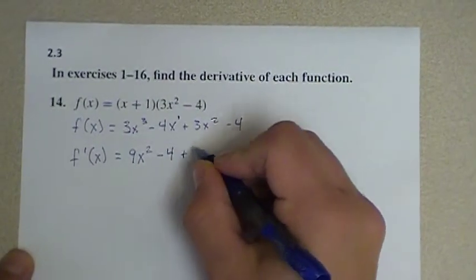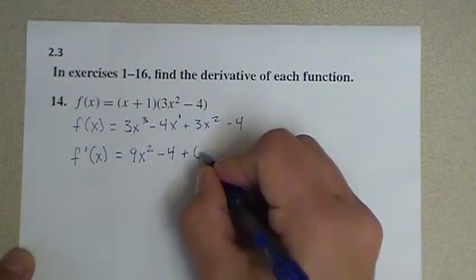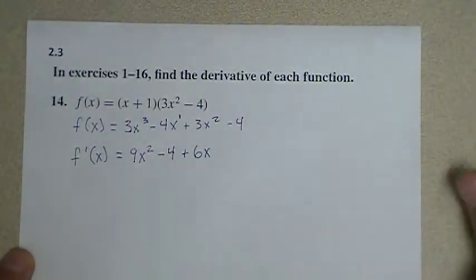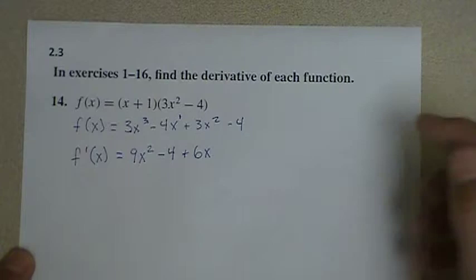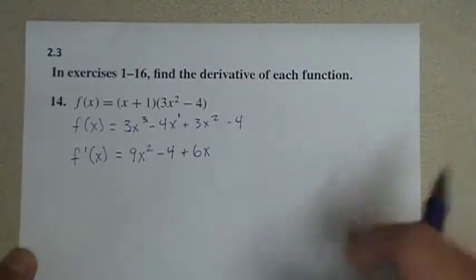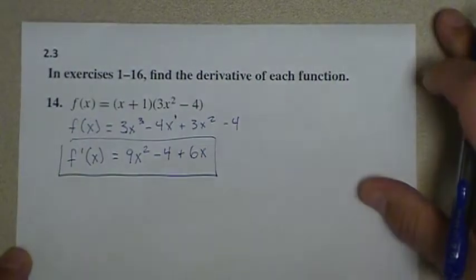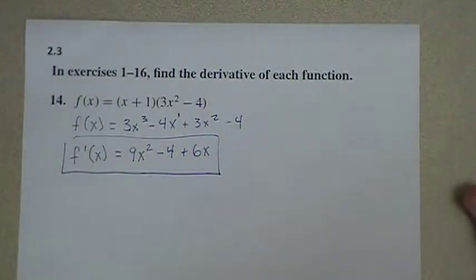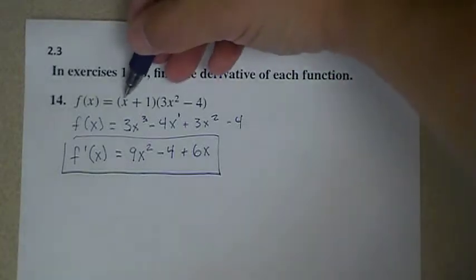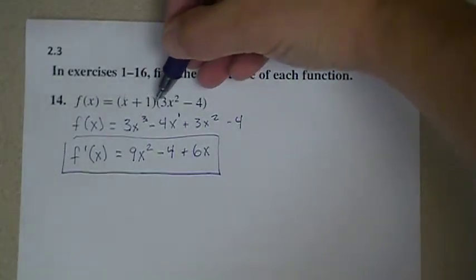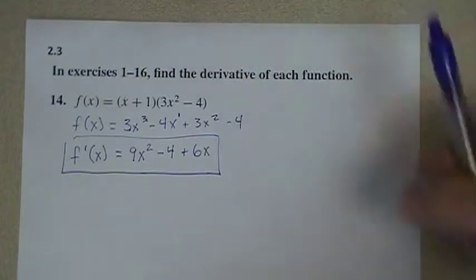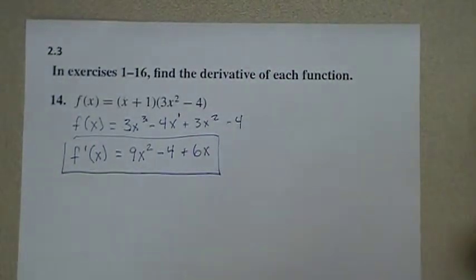The next piece, coefficient times exponent, gets us 6. Subtract 1 from the exponent, leaves us with an x to the first. And then the derivative of a constant is 0. So here would be the derivative of the function that we started with in number 14. We had to get rid of the product first, though. We couldn't just take the derivative of this piece, and then times the derivative of this piece minus that piece. We had to get rid of the product.